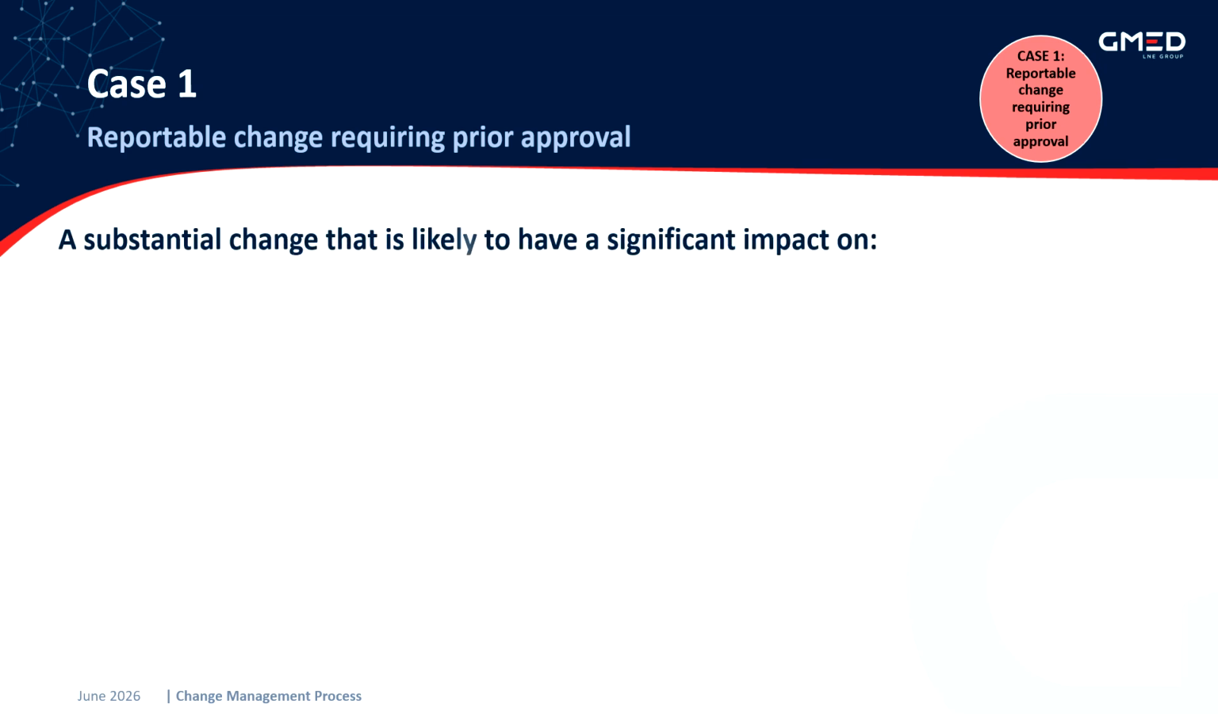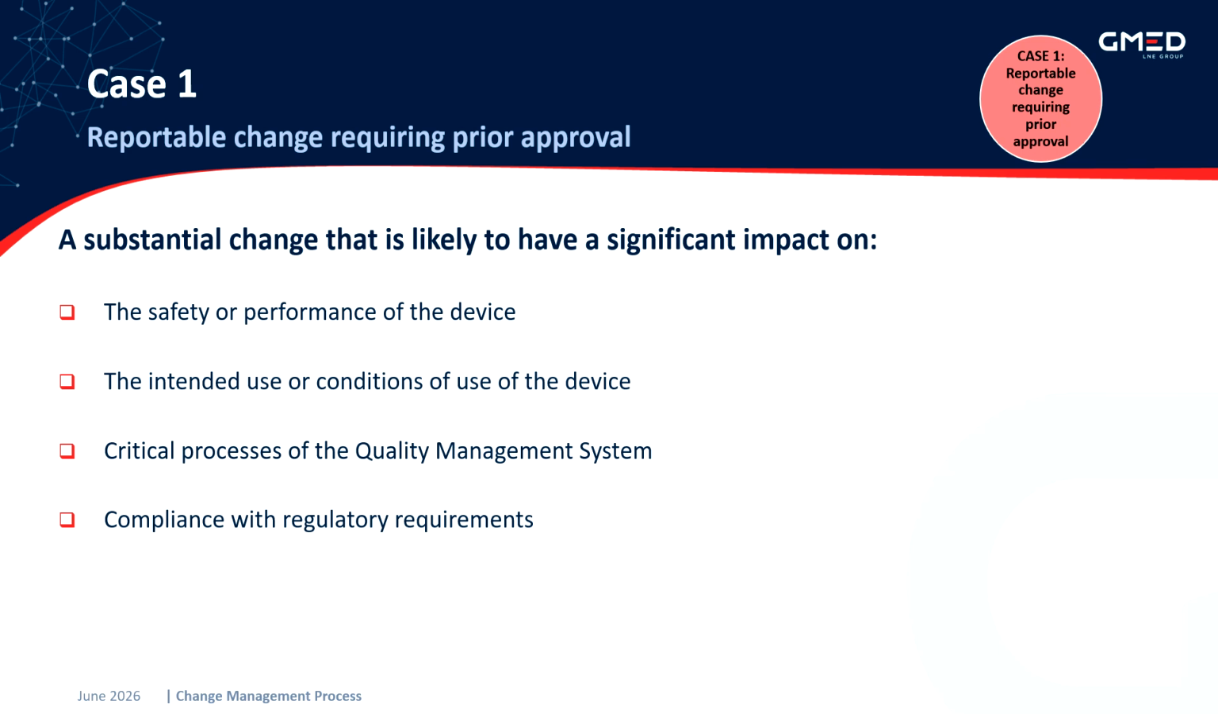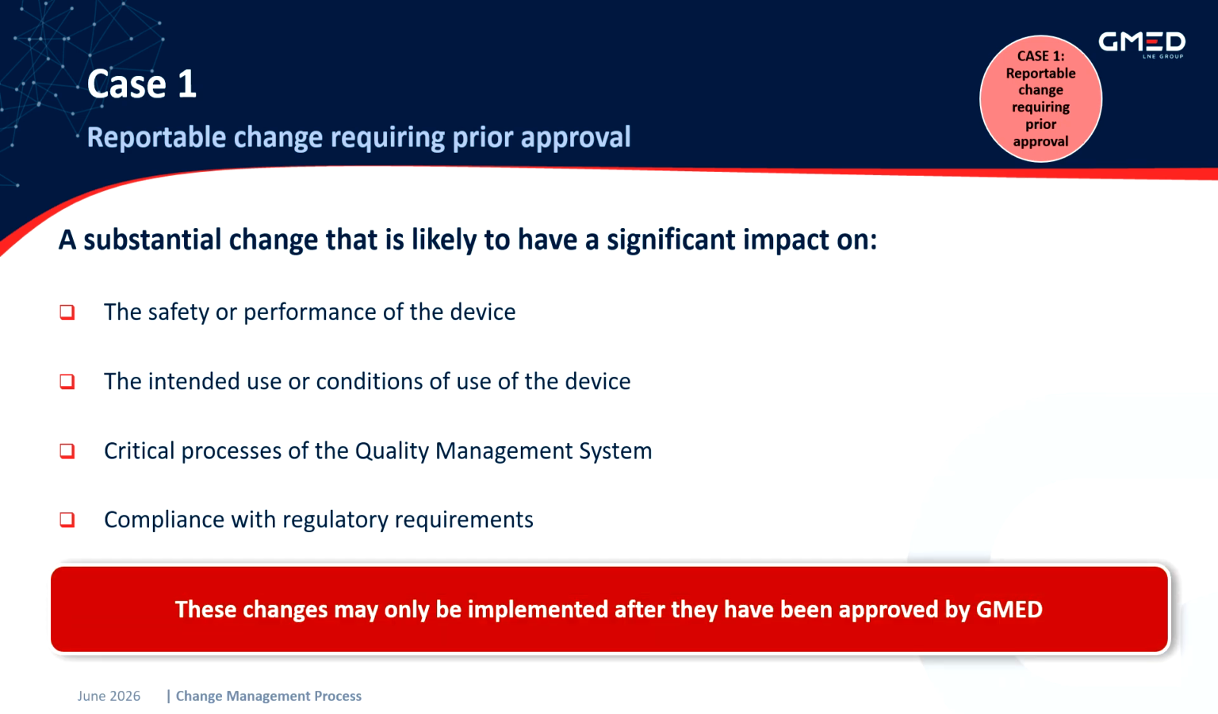Changes in Case 1 constitute substantial changes that may have a significant impact on the safety or performance of the device, the intended use or conditions of use of the device, critical processes of the company's quality management system, compliance with applicable regulatory requirements. These changes must be reported to GMED and reviewed by GMED. They are then subject to a conformity assessment by GMED to determine whether to approve or reject them. These changes may only be implemented by the company after they have been approved by GMED.